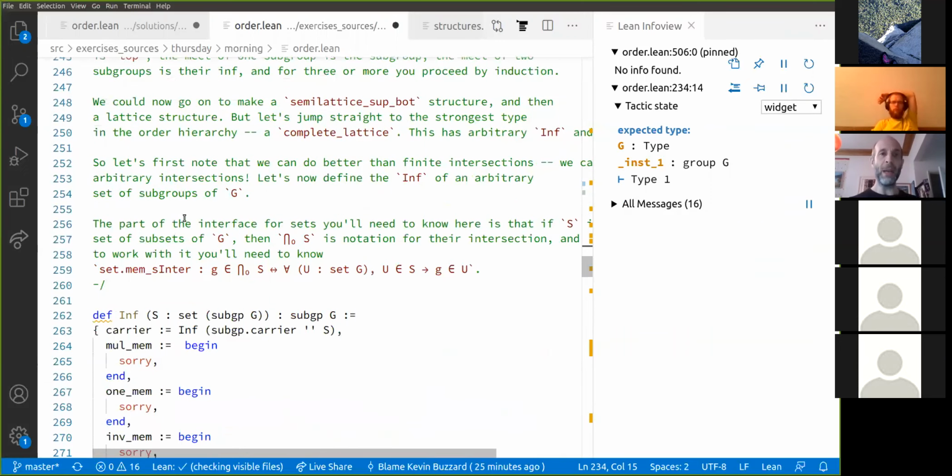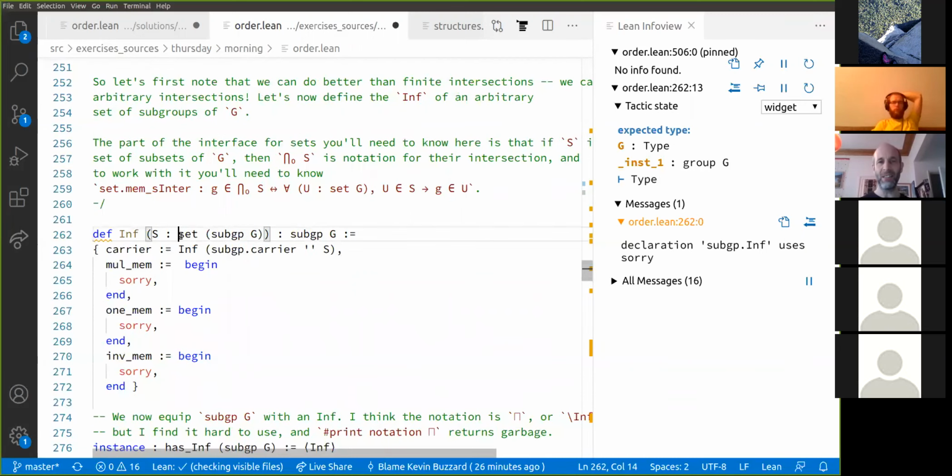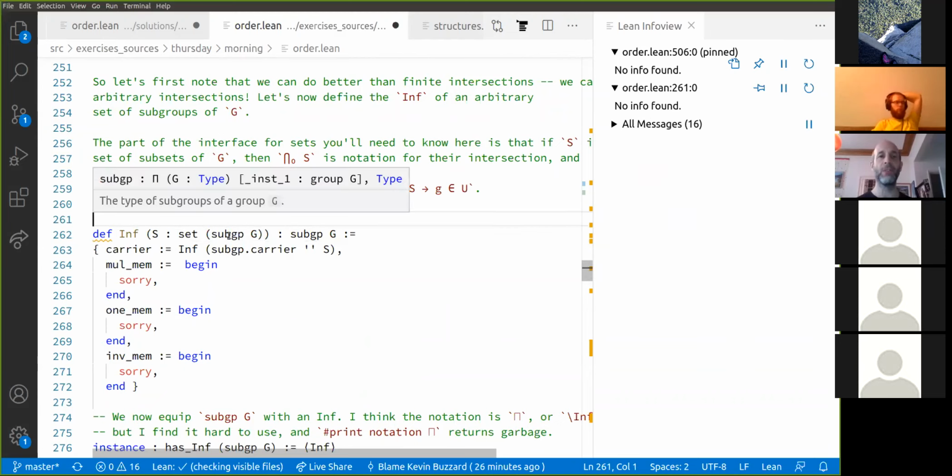So in fact, we can do better than finite. We can do better than finite infs. We can do arbitrary infs, right? Given a collection, look at this. Now we have an entire collection of subgroups, right? S is a set of... now you can see that this set is really good. Using set instead of subset is a really good idea. S is now a set of subgroups of G.